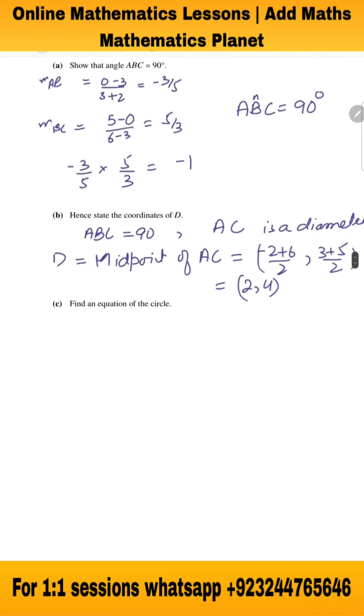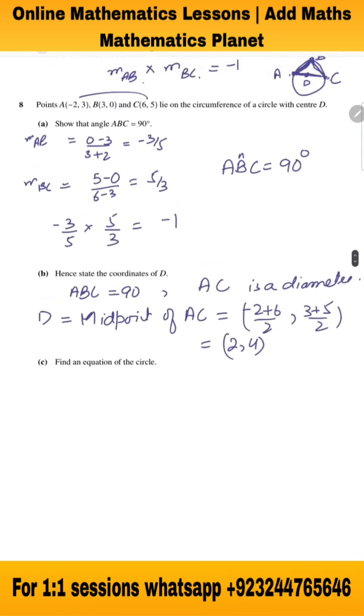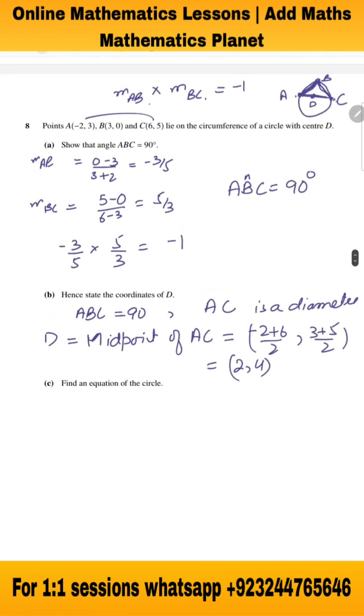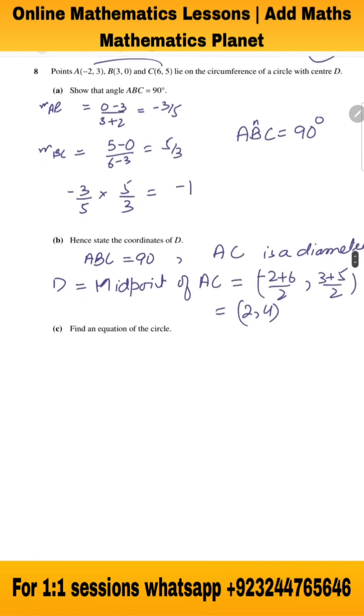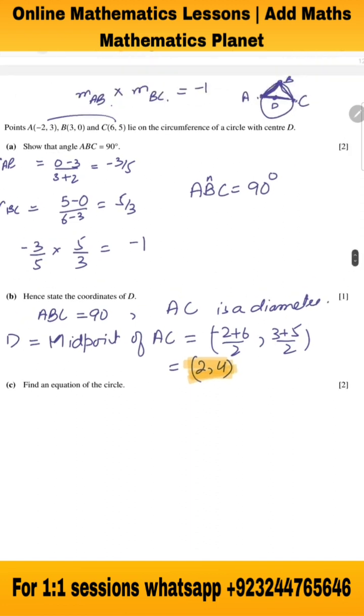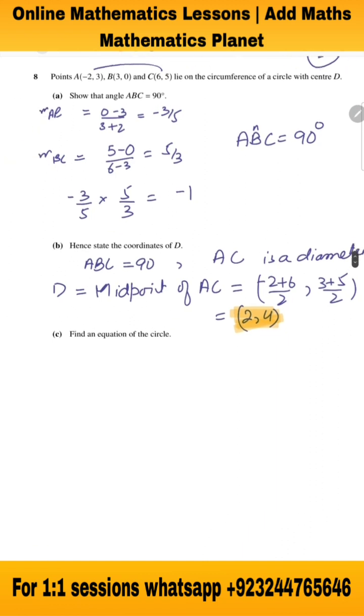Find the equation of the circle. Now we have the center of the circle. We only need to calculate the radius of the circle. If we get the radius of the circle, because we already have the center, we will get the equation of the circle. So the radius of the circle is the distance from D to A.